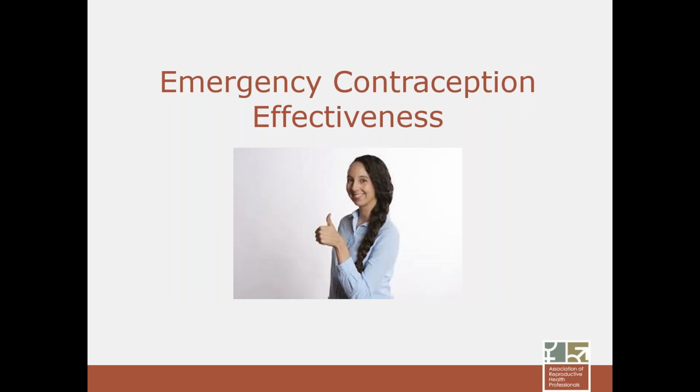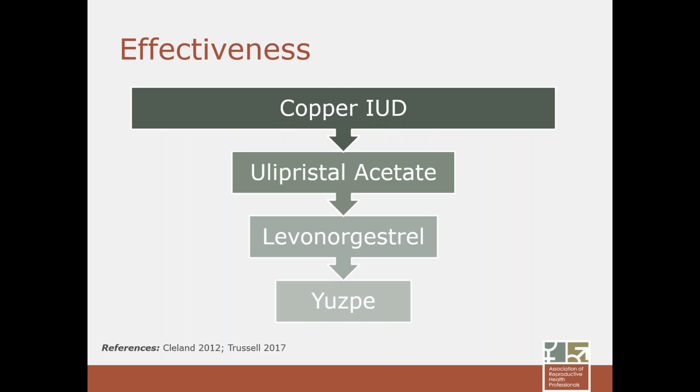We're going to move now to discuss the effectiveness of the various emergency contraception methods, and we're going to compare the methods to one another. So if you look at the slide, this demonstrates sort of a hierarchy of the effectiveness of emergency contraceptive products. You can see that the copper IUD is by far the most effective method, with an efficacy of nearly 100% at preventing pregnancy after intercourse, and again offers the advantage of providing ongoing contraception for up to 12 years.